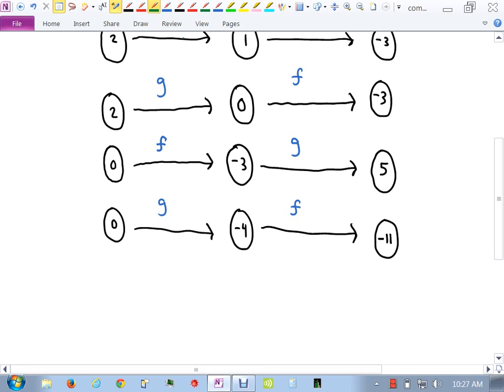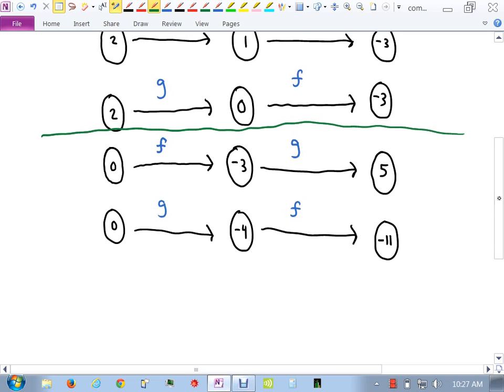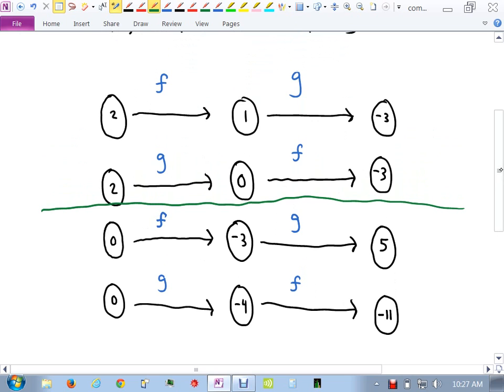Do y'all see this? I'll separate these here. On the first pair up there, 2 went into F, then went to G, it came out negative 3. If we do it the other way, 2 goes to G, then F, we got negative 3. And we might think, oh, wow, it's always going to be the same either way. This one shows it's not. 0 goes into F, then G, that's going to be 5. If you put 0 into G, then F, you get negative 11. This is the idea of composition. All right?